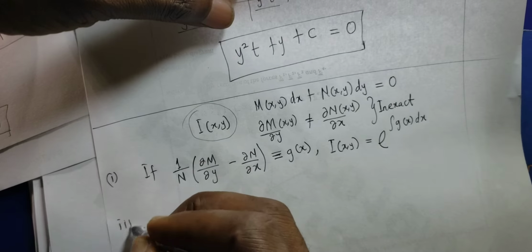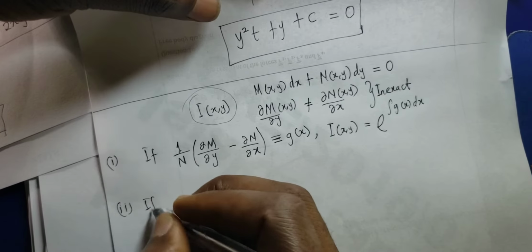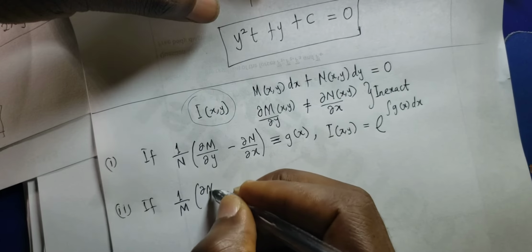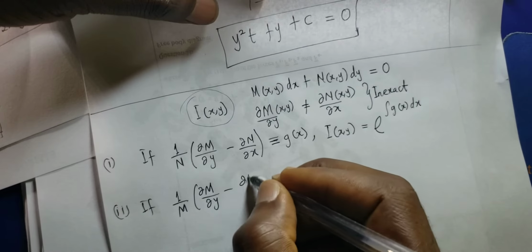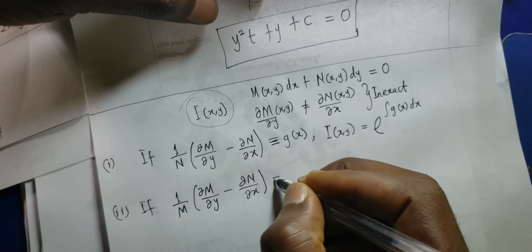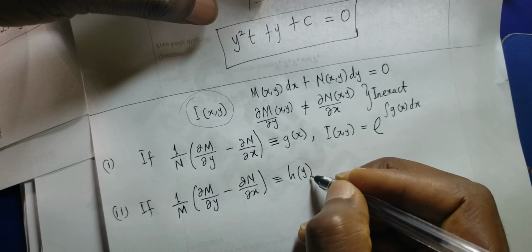Another case is this. If we check this second condition, that is if 1 over m into del m del y minus del n del x is equivalent to some function that depends only on y, h of y.